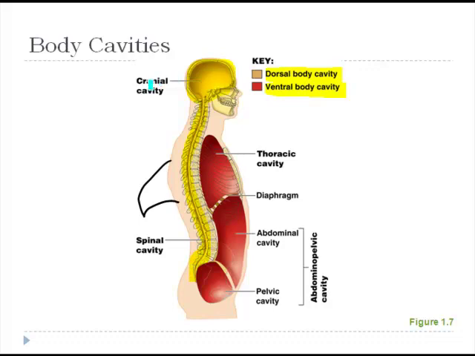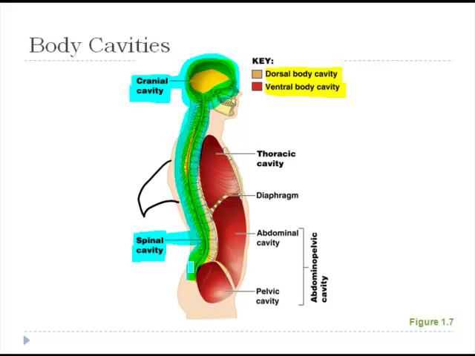Notice that the dorsal cavity here is split up into two sections, the cranial cavity and then the spinal cavity. The cranial cavity is just the brain. The spinal cavity is the spinal cord area. That's how that's split up there.